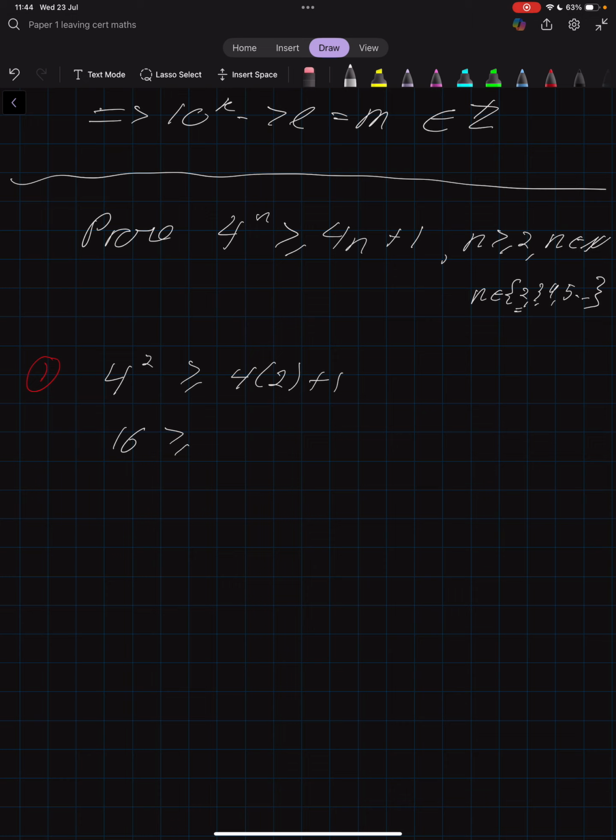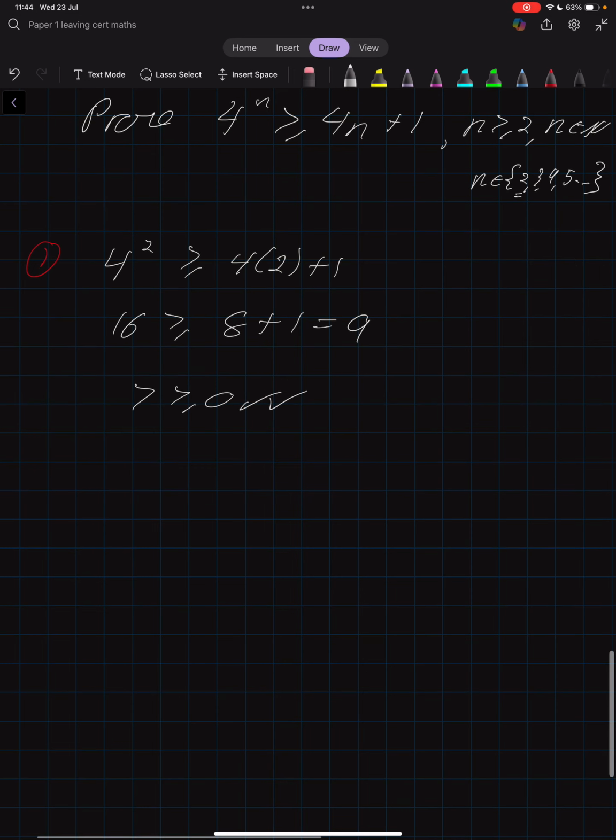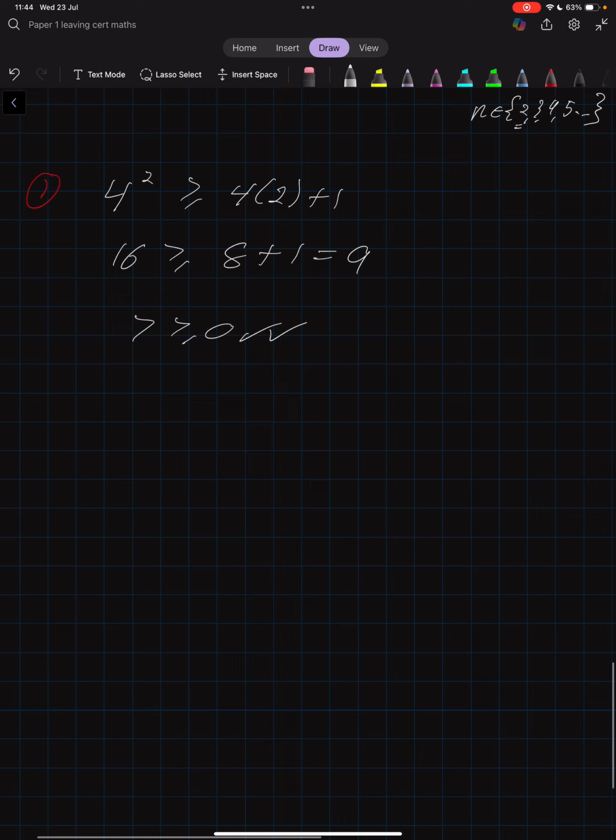16 is greater than or equal to 8 plus 1, which is 9. So I get that 7 is greater than or equal to 0, which is true. Okay, so this is true for the smallest n. Perfect. The next thing I'm doing is that I'm going to assume that 4 to the power of k is greater than or equal to 4k plus 1. Okay, so I'm assuming this is true.